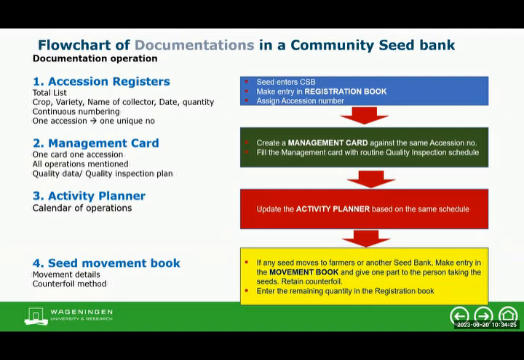And just before we go into more details, this is a flow chart of operations, and how the flow of the documentation happens. So the accession register, seed enters the community seed bank, make an entry. So this is all the flow of operations that we should go. So assign an accession number and then create a management card. Then again, update the activity planner. If any seed movement happens, you have to enter it. So this is how in a flow chart it explains how we should go about maintaining the documentations inside a community seed bank.